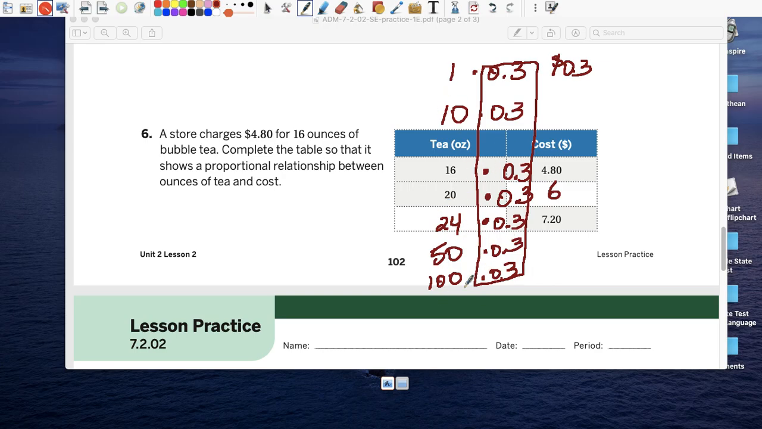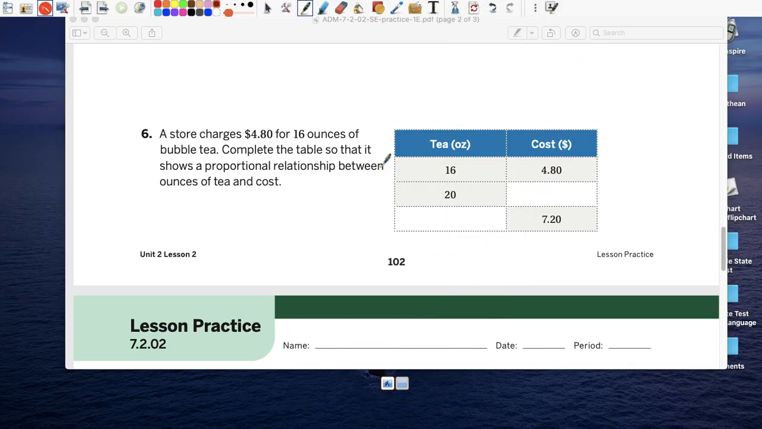So once you have the unit rate, you can just use it over and over again. Whatever number I give you, what about the 200 ounce of bubble tea? Ridiculous size, but you do times 0.3. You always multiply by the unit rate. All right, so that's one way. But what if you didn't like it? I don't want to do that.